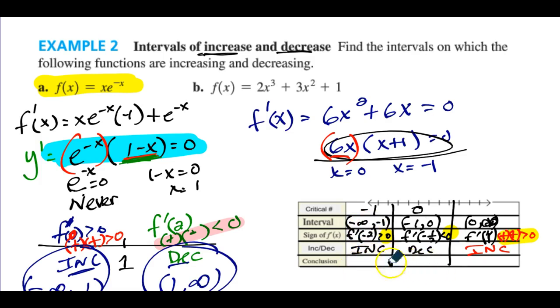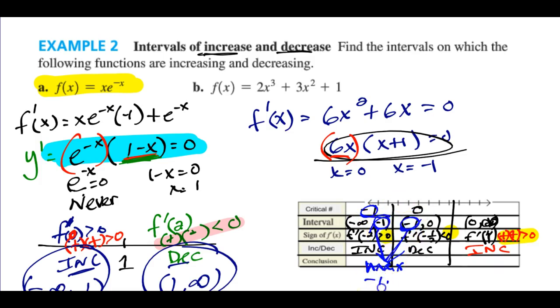Well, but usually that, and I'm done. I mean, I would accept this as a final answer because they didn't ask for maxes and mins. But if they did ask for maxes and mins, all you would have to do is say, well, if it goes from increase to decrease, we have a max at this value right here, this negative 1, because that's what created this negative 1.